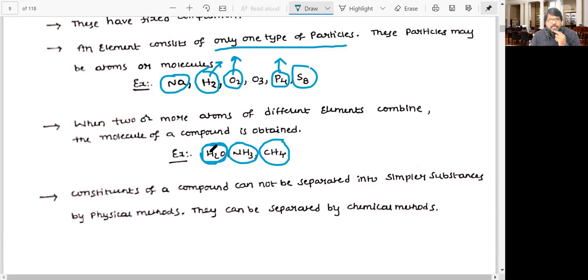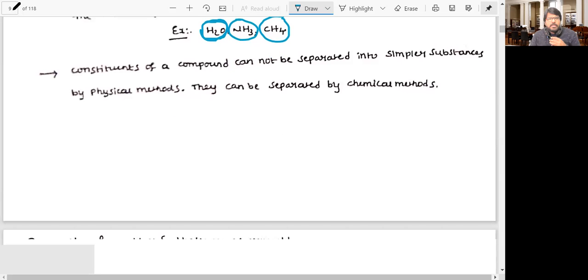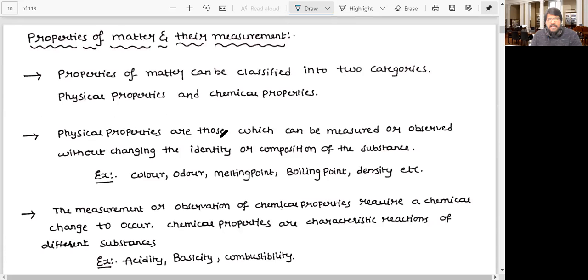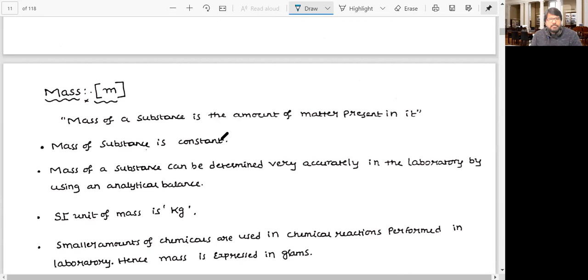And here, the constituents of these compounds cannot be separated by simple physical methods like earlier, for example, a sugar and salt mixture can be separated by physical methods. But here, hydrogen and oxygen, by using physical methods, you cannot separate, but you have to use some chemical methods for the separation, right? So this is about the composition of matter. Based on the composition, they are mainly classified into two types: pure substances and mixtures. Pure substances are two types, mixtures are also of two types.